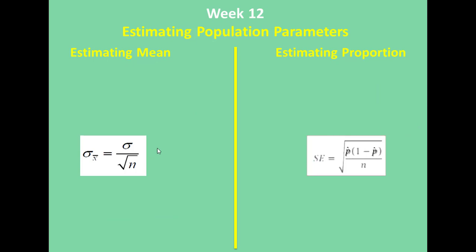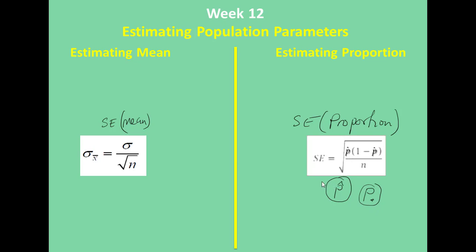Okay, so this slide just highlights the formula that we use. This is for the standard error of the mean, and this is for the standard error of proportion. This symbol is called p hat, so this is the proportion for a sample. You could have p, the population proportion. So this is a parameter, this is a statistic. Same with the mean: x bar is the sample mean, mu is the population mean, which is a parameter. This is the sample mean, which is a statistic.